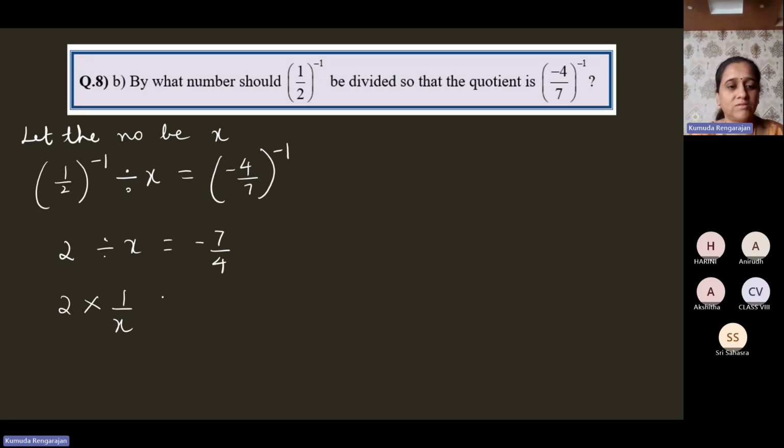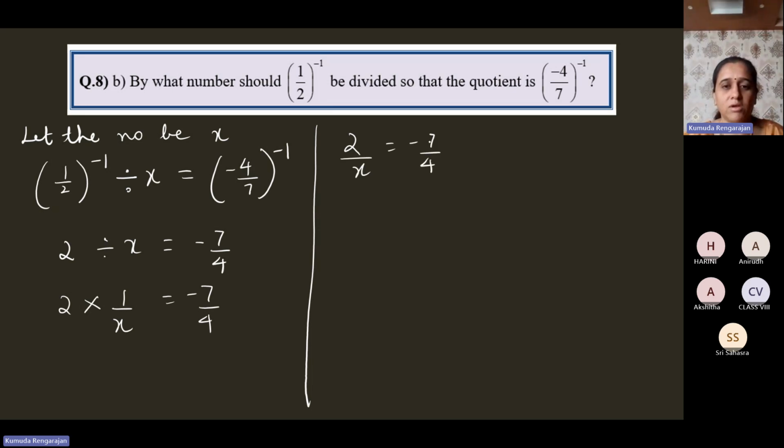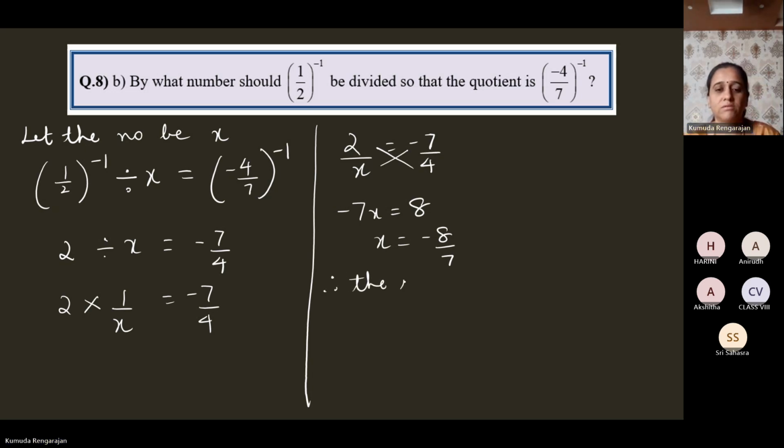So 2 into 1 by x is equal to -7/4. Now 2 into 1 by x is nothing but 2 by x is equal to -7/4. Cross multiply. -7x is equal to 2 into 4. Cross multiplication, we understand, right? So -7 into x is equal to 2 4s are 8. x is equal to -8/7. Right on? So the required number is -8/7. Therefore, the required number is -8/7.